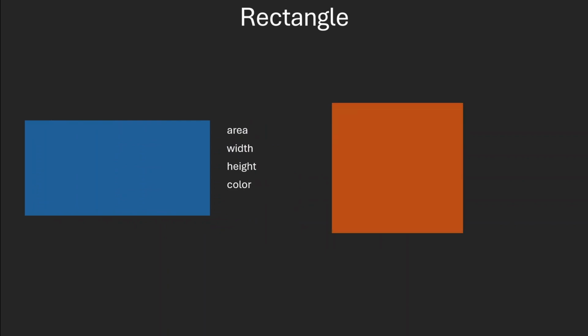Let me just move things around. Here I have another rectangle. Given that this is also a rectangle, it has the same properties as the first rectangle. However, clearly the values for those properties are different. Let's put in the values for the first one. I think the width looks like maybe 8 and the height is maybe about 5. That gives the rectangle an area of 40. And finally the color, that's blue.